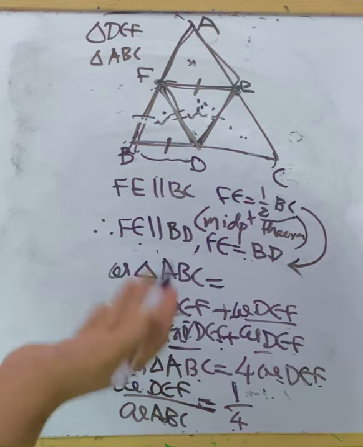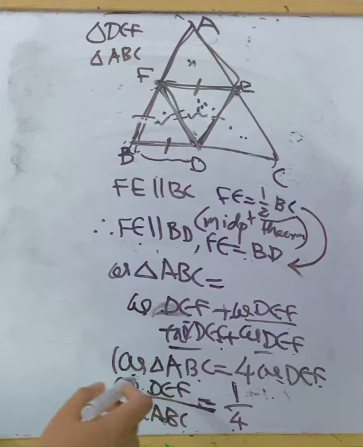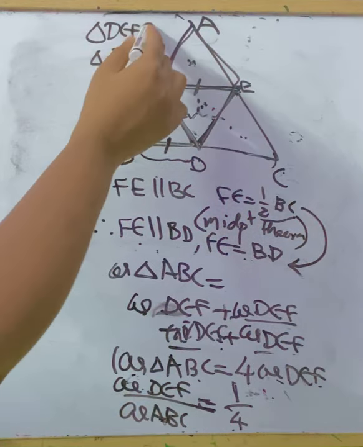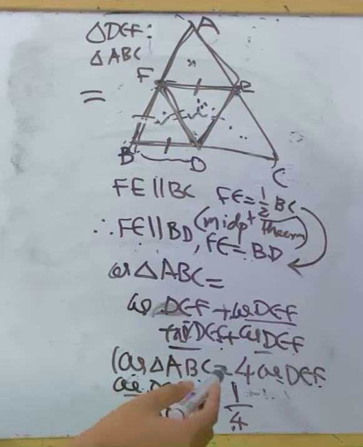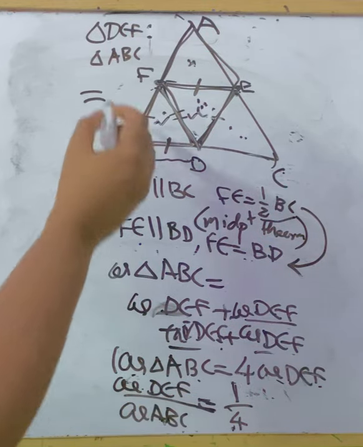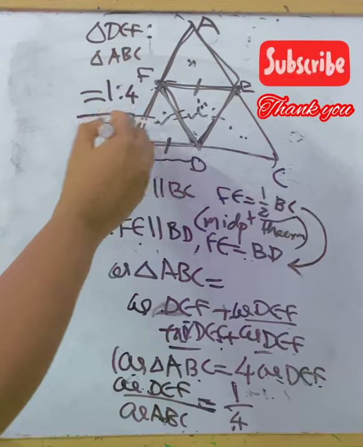If you are writing it as ratio form, then how will you write? Area of DEF is to area of ABC equal to 1 by 4. How will you write it as ratio? 1:4. This is the ratio.